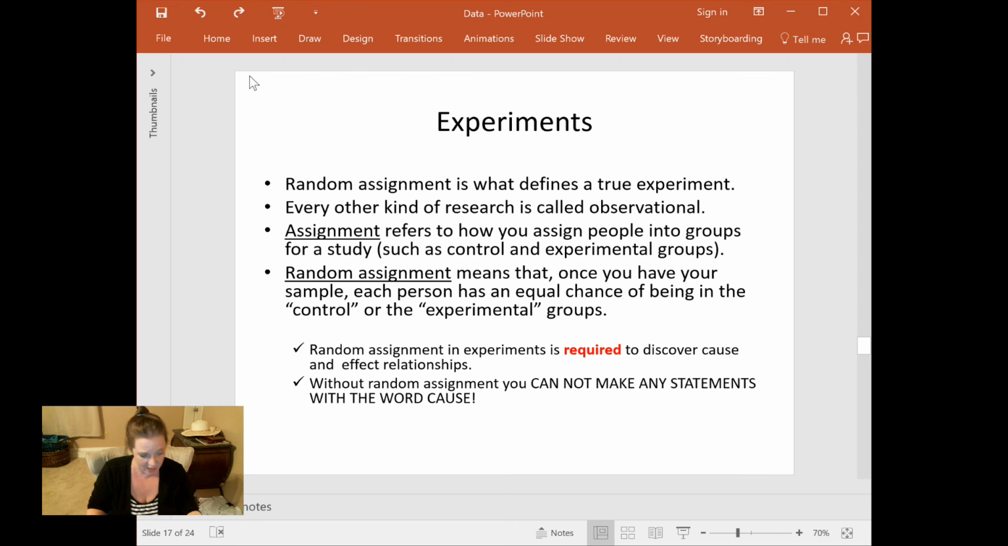when you do random selection, that's how you get your sample. In all kinds of research, you should have random selection, right? And in all kinds of research, you're going to do statistics. And in all kinds of research, you're going to have variables. But random assignment is only relevant if you have what's called the true experiment, right? And that's really what makes a true experiment.